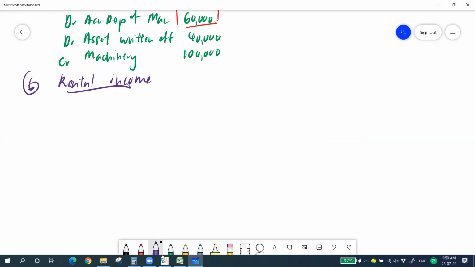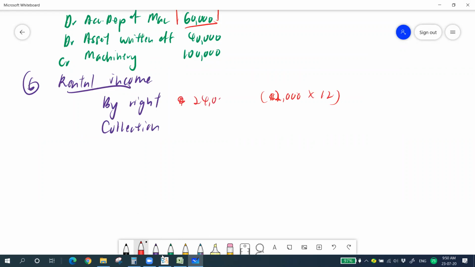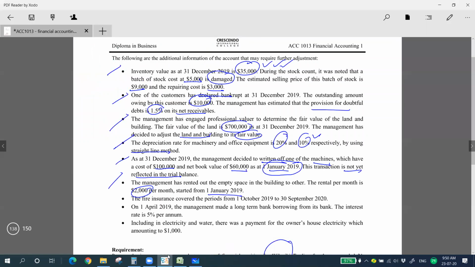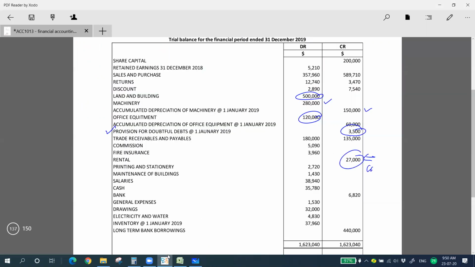For rental income, normally we have 3 things to record. The first one is by right. The second one is the collection. So they say that each month we receive 2,000 from our tenant, and this rented space starts from January. It means that we have 12 months this year. So by right, we should receive 24,000 from our tenant. But what is the actual collection? For the actual collection, you can refer to your trial balance.